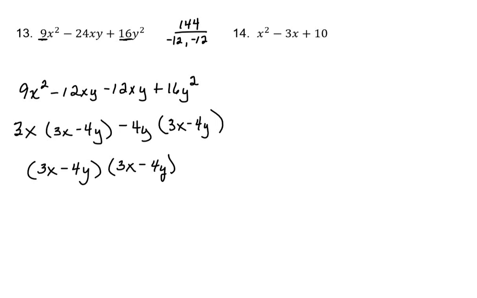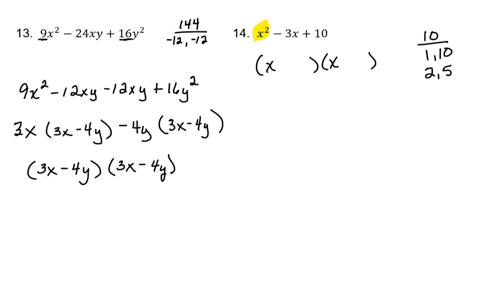Okay, problem 14, we're back to having just a simple trinomial because I don't have a number up front of that x squared term. So if this can be factored, it's going to be factored into two simple binomials like this. And I want numbers that multiply to give me 10, so it's either going to be 1 and 10 or 2 and 5. And remember that numbers that multiply to give me positive 10, they either both have to be positive or they're both negative.